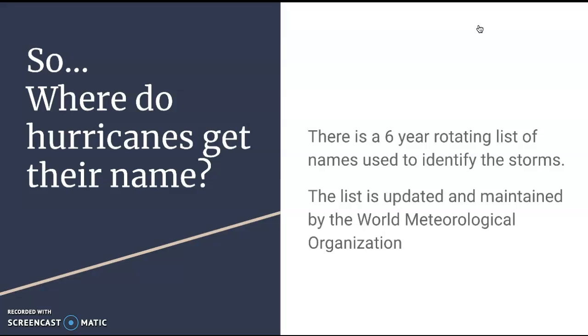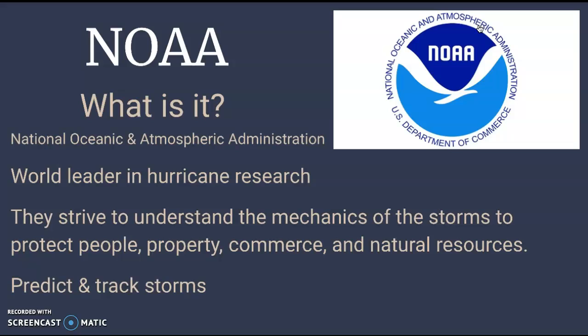So where do hurricanes get their name? There's a 6-year rotating list of names used to identify the storms, and this list is updated and maintained by the World Meteorological Organization. So when it comes to hurricanes, you've got to think about the NOAA. What is it? It's the National Oceanic and Atmospheric Administration. It's the world leader in hurricane research, and they strive to understand the mechanics of the storms to protect people, property, commerce, and natural resources. And they really predict and track different storms.